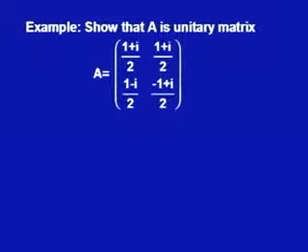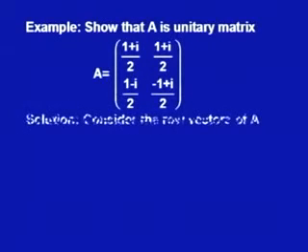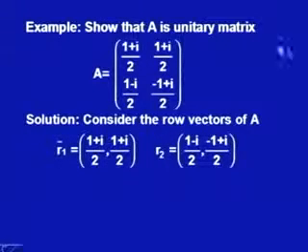Now, in this example, a matrix is given. You have to show that it is a unitary matrix. It is a 2 by 2 matrix with complex entries, and what we do is we consider the row vectors of A. They are (1+i)/2 and (1+i)/2, and the second row vector is (1-i)/2 and (-1+i)/2. So, these are the 2 row vectors.